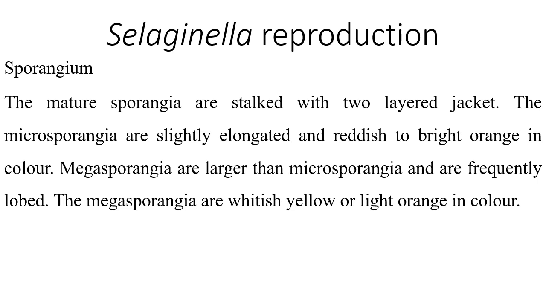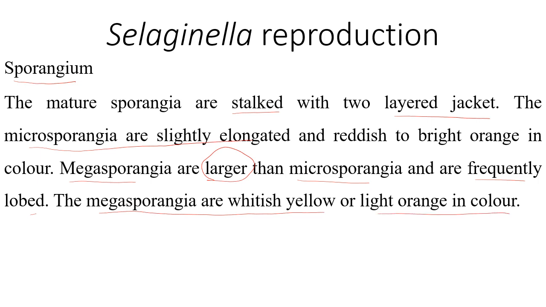Let's see the structure of sporangium. The mature sporangia are stalked with a two-layered jacket. The microsporangia are slightly elongated and reddish to bright orange in color. Megasporangia are larger in size, as you have seen in the previous slide, and microsporangia are actually small in size and frequently they are lobed. The megasporangia are whitish yellow or light orange in color.